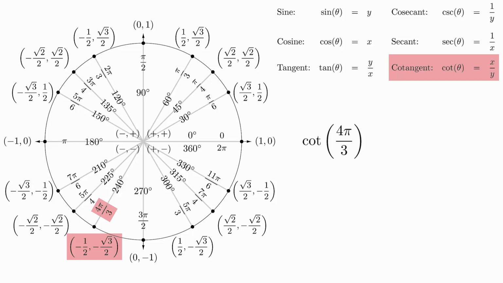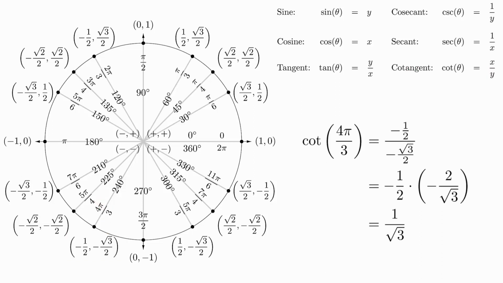Then we look at the formula and see that the cotangent is computed as x over y. So we simply plug it in and simplify to complete the calculation. Evaluating any of the 6 trigonometric functions at any of these angles will follow the same pattern. Identify the angle, determine the coordinates, and then plug it into the formula.